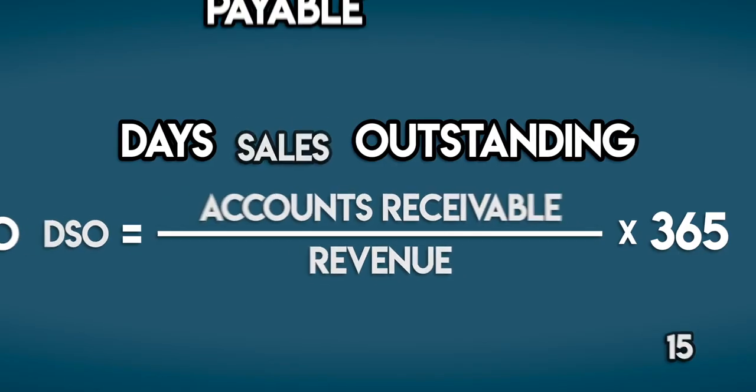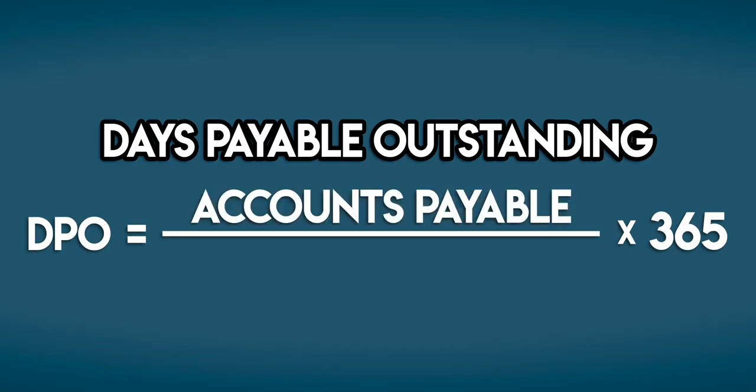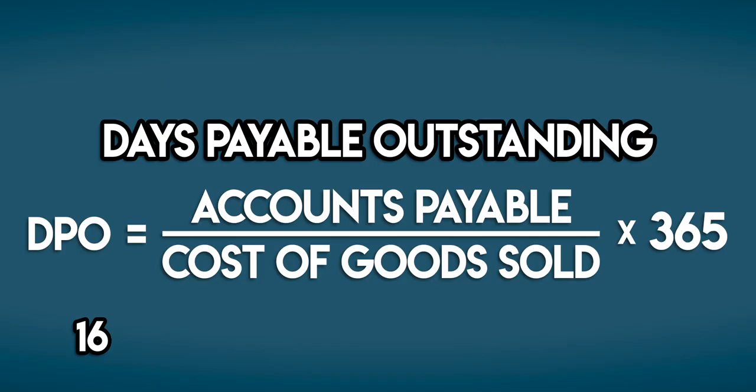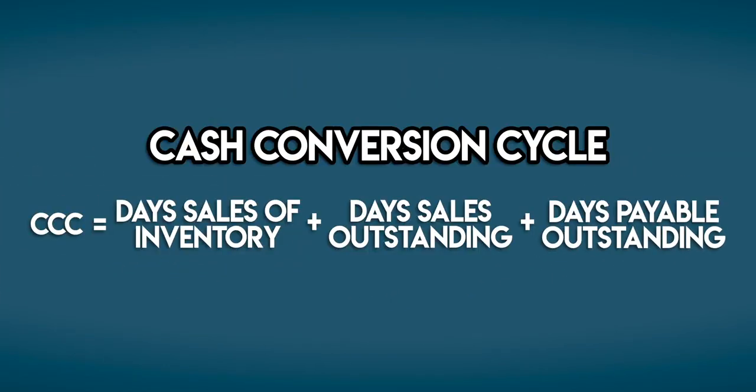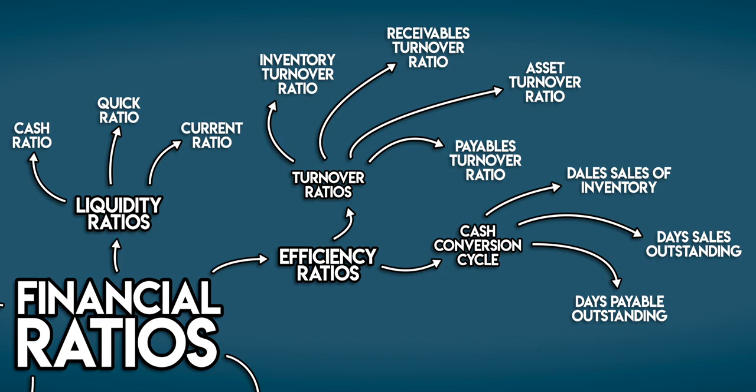And last but not least, we have days payable outstanding, which is basically the payables turnover ratio upside down. Days payable outstanding is accounts payable from the balance sheet divided by cost of goods sold from the income statement times 365. It's the average payables payment period, the number of days it takes a business to pay its bills. Days payable outstanding is our 16th financial ratio and closes the loop on the cash conversion cycle: how long it takes a business to turn over inventory, collect cash on sales, and pay bills.